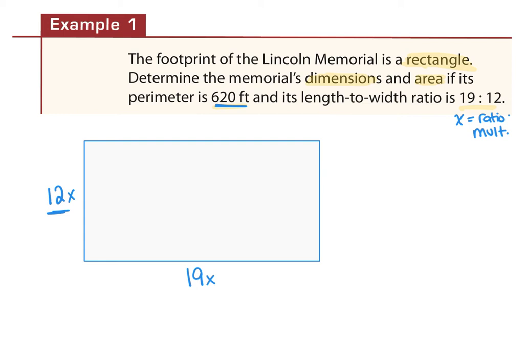If I were to find my perimeter, I would say I'm going to have two of my widths and two of my lengths. Or you could say 12x plus 12x plus 19x plus 19x, right? And then they told me what that is. What is my perimeter? 620. It helps to write it correctly. So 620.